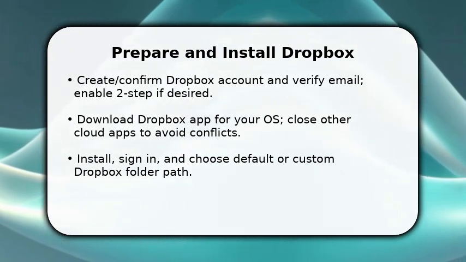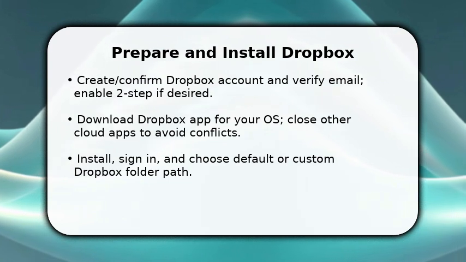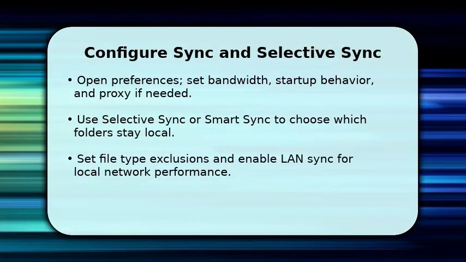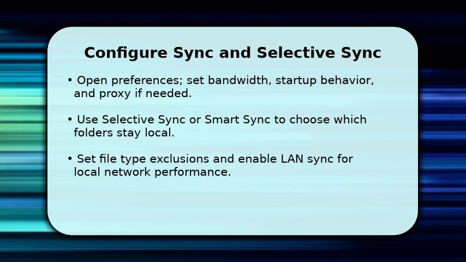After installation, let the app start and finish its initial background setup. You now configure syncing options to balance storage and performance. Open Dropbox preferences and set upload/download bandwidth limits so other work isn't interrupted. Enable launch at startup if you want continuous sync.